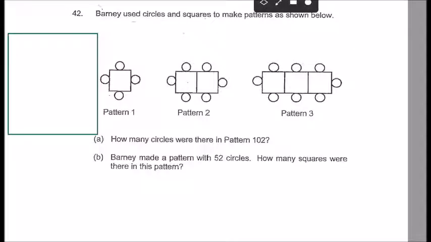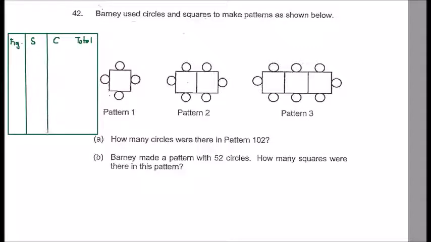Okay, so first of all, we have the figure number. Then second we have the squares. How many squares are there? Then we have circles, and then we have the total number of circles and squares. So altogether we have four columns. One, two, three, and four.